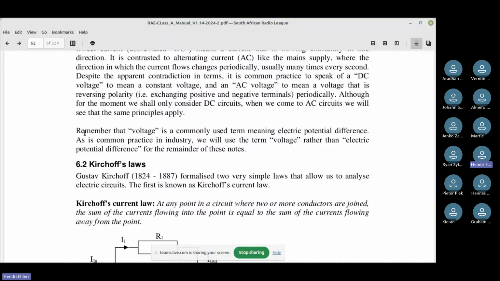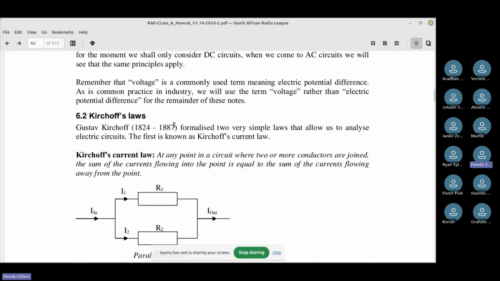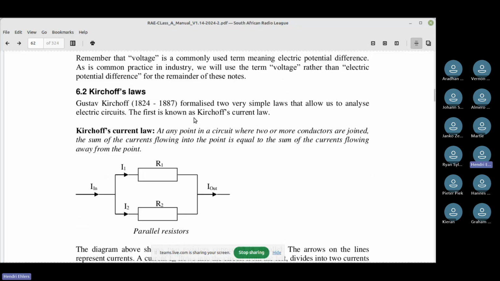So V, just know that E, it could be that you see an equation that says E equals V times I times R. And then you know that what they actually mean is voltage. Now, there was a guy, old Kirchhoff, and he thought he's very clever, so he made a law.